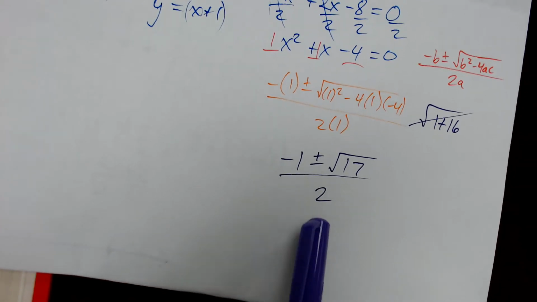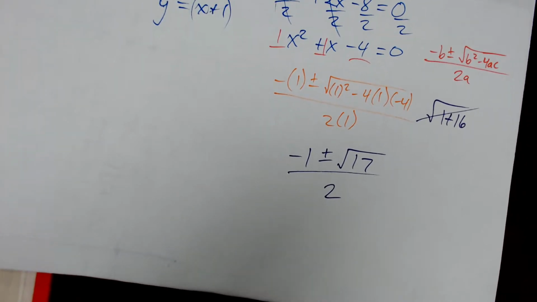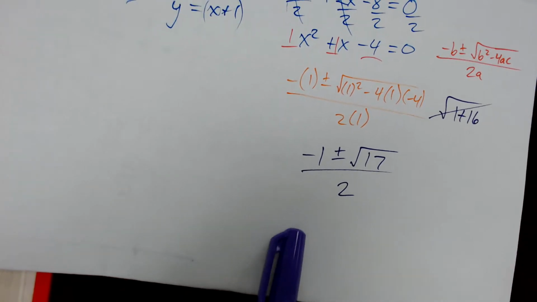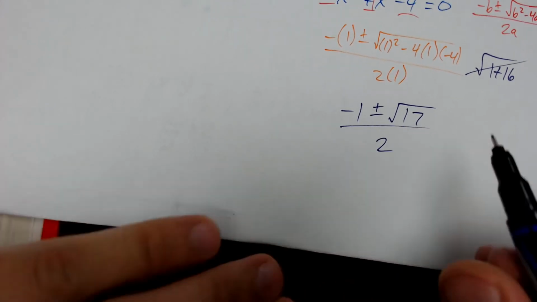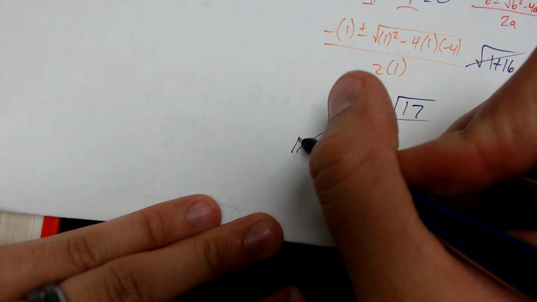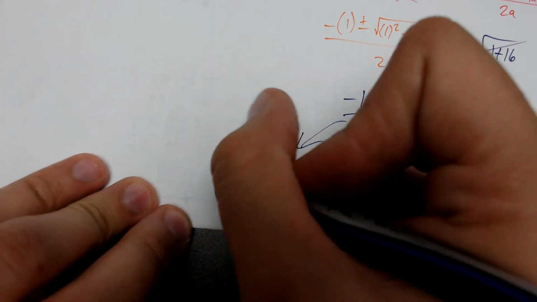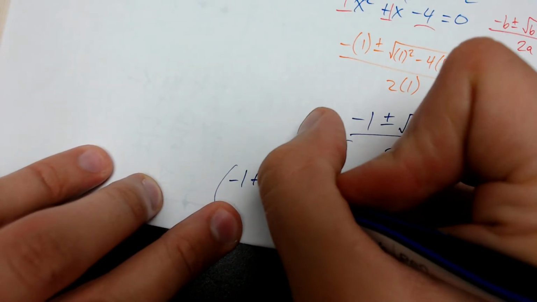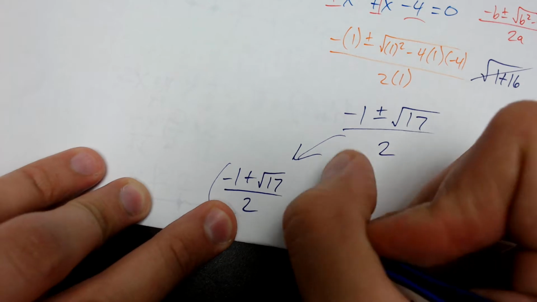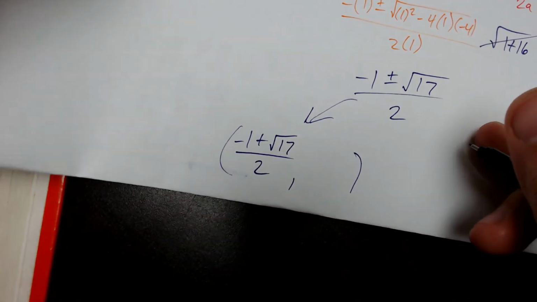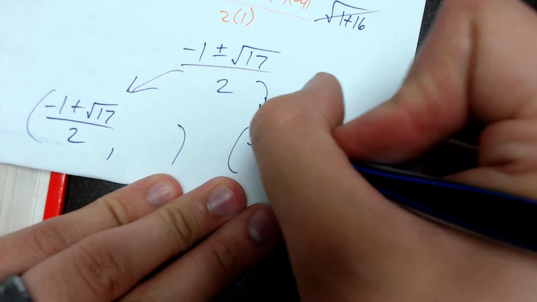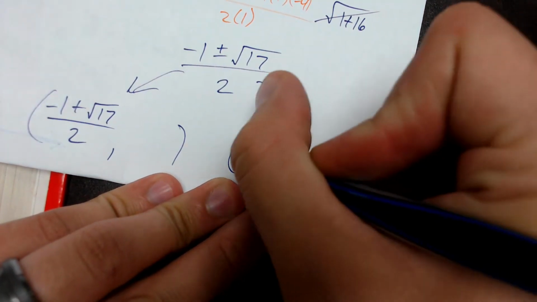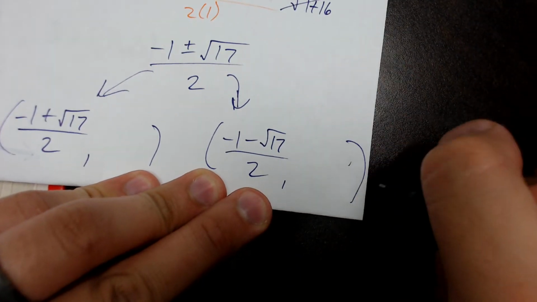Now, this is the value of my x, which can be difficult because now I have to find out my y. And this is two different values of x. So what will happen is this plus or minus gives the two different values of x. One will come over here, and for x we'll have -1 plus square root of 17 over 2, right? The y will be unknown. And then the other one comes over here, and the x value is -1 minus square root of 17 over 2. And then the y we still don't know yet.